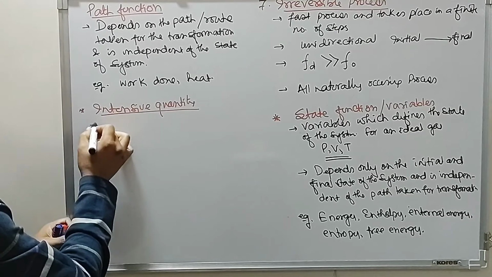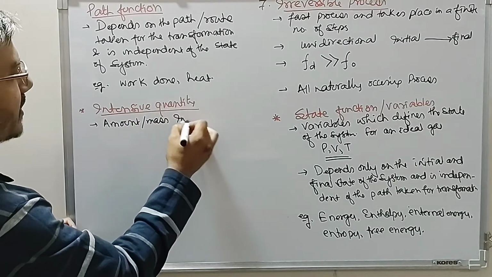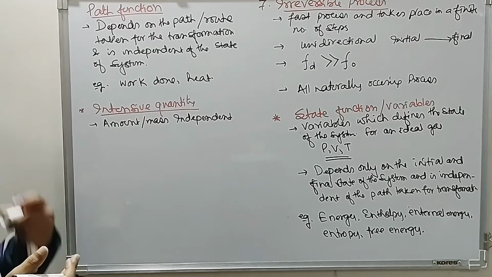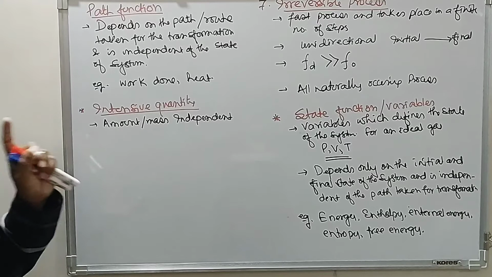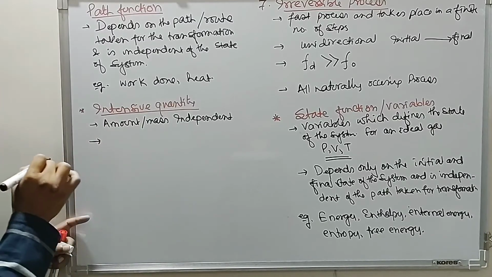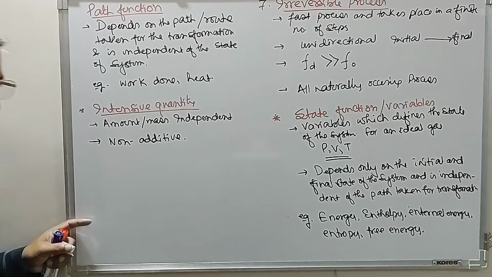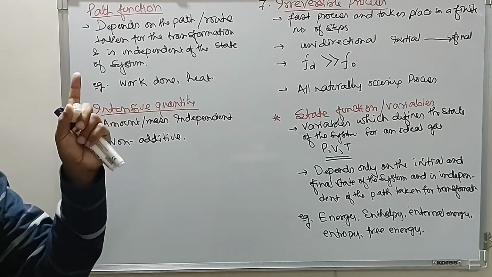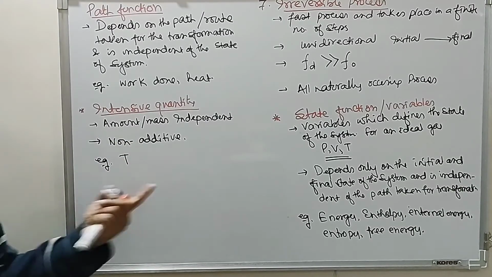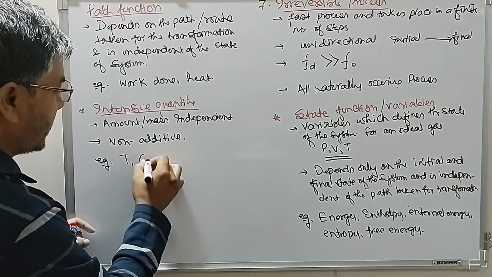So intensive means amount or mass independent. Any variable, any term, anything which is independent of the amount or mass of the system is what we call an intensive variable or intensive quantity. And this intensive quantity is non-additive. That means you cannot add these quantities to find the final value. Example, look at temperature. Temperature is independent of the mass of the substance, independent of the amount of the substance.